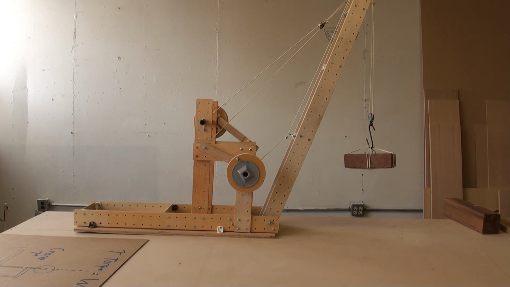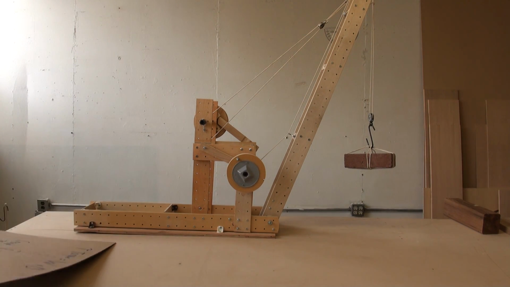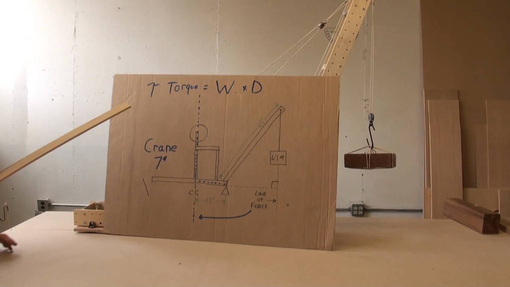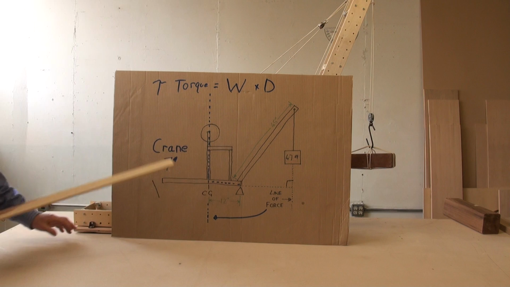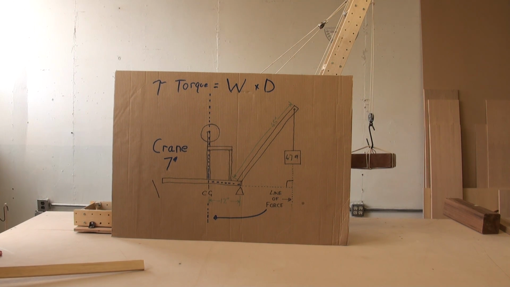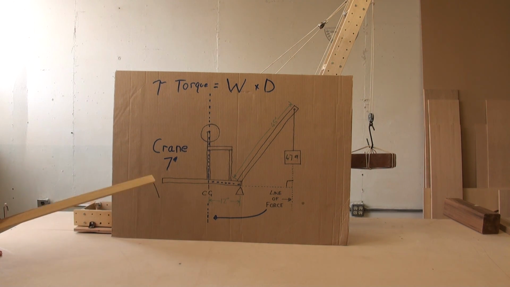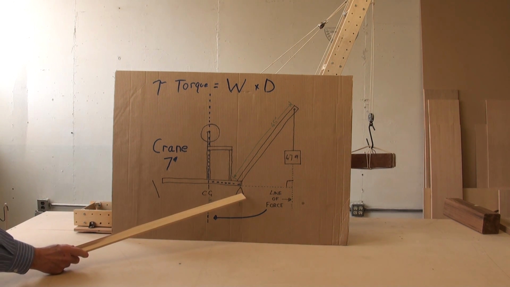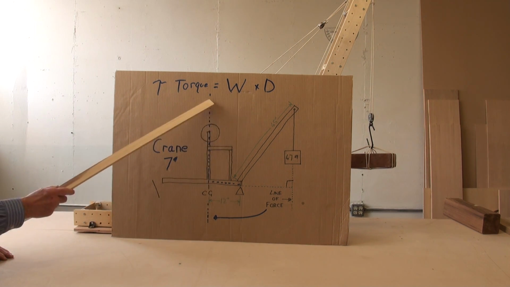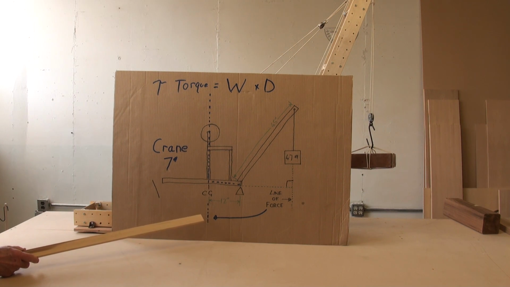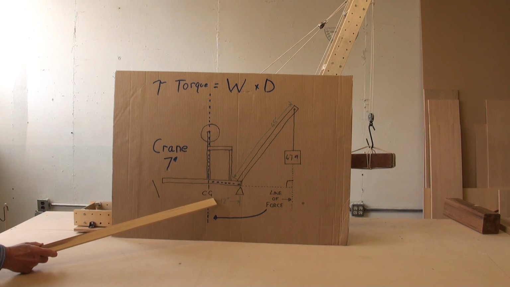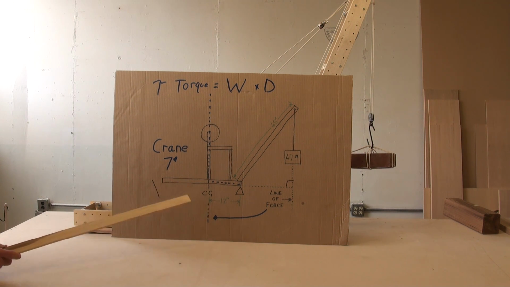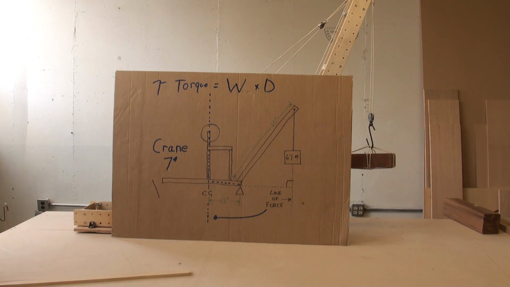Okay, I'm back with torque. That funny little symbol is the symbol for torque. Weight times distance. The crane weighs 7 pounds, and the distance from the pivot point to the line of force is 12 inches. By the way, the line of force always goes through the CG, center of gravity. So we've got 7 times 12 is 84 inch-pounds.